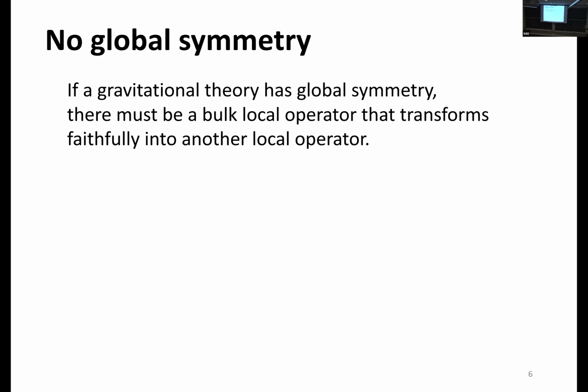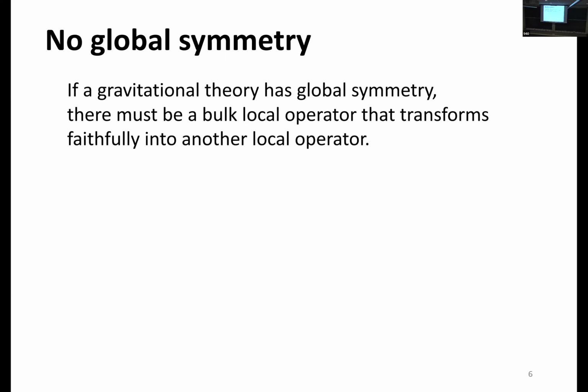If you have gauge symmetry, you don't have a gauge invariant local operator that transforms non-trivially under gauge symmetry, because that's sort of an oxymoron. If you have a gauge invariant operator, it shouldn't transform non-trivially. Right? But if you have global symmetry, there ought to be local operators that transform non-trivially into each other.